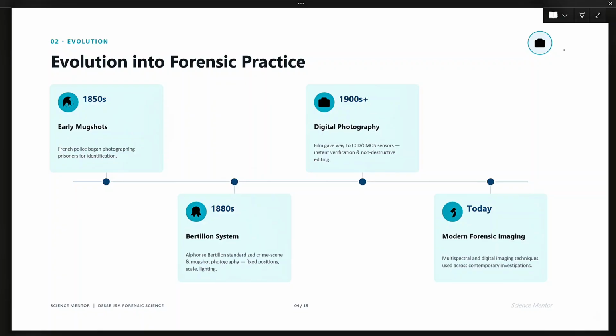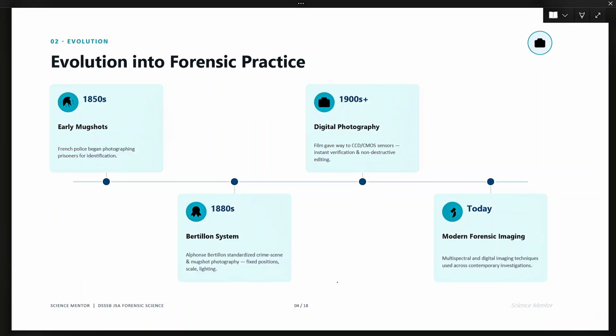Now imagine you are a police officer in the 1850s. You arrest a criminal. How will you identify the same criminal 5 years later if he changes his name? Would you depend only on written records? The answer is no. The photograph would be much more reliable than written records. So this simple idea changed police investigation forever.